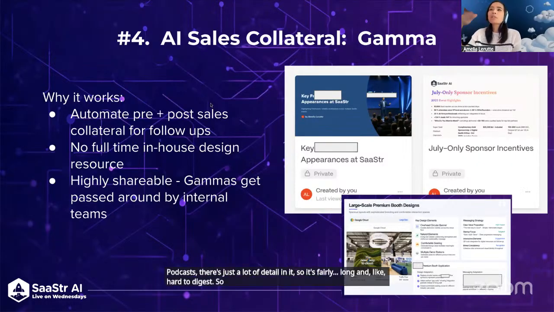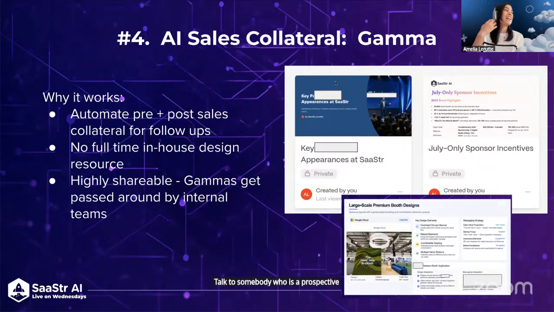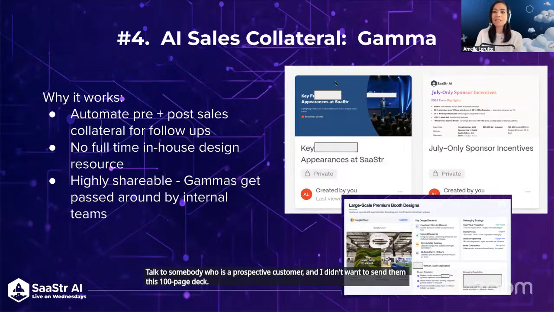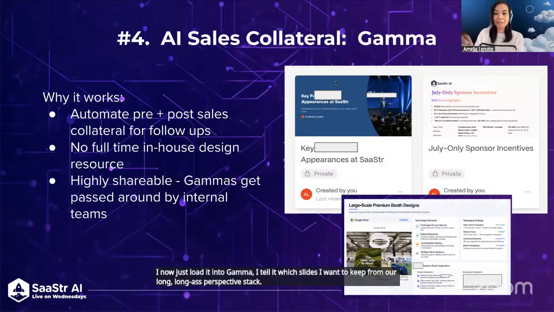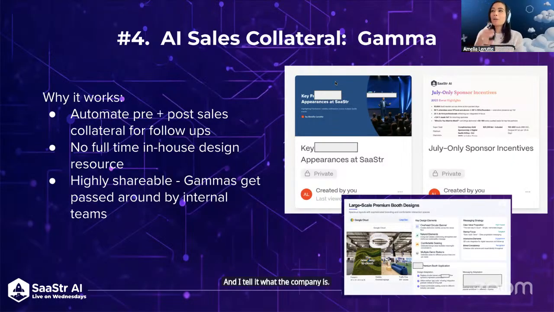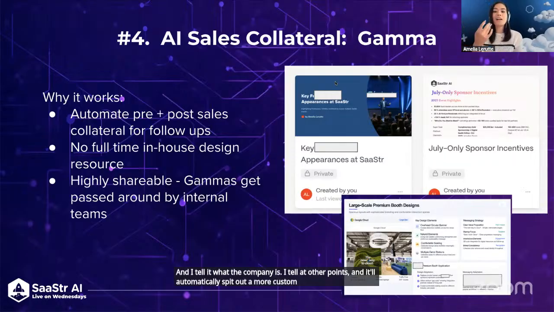So where we started to use Gamma was, if I wanted to talk to a prospective customer and I didn't want to send them this 100-page deck, I wanted to send them something more custom, I now just load it into Gamma. I tell it which slides I want to keep from our long prospectus deck, and I tell it what the company is. I tell it other points and it'll automatically spit out a more customized deck for them. I send it to them.